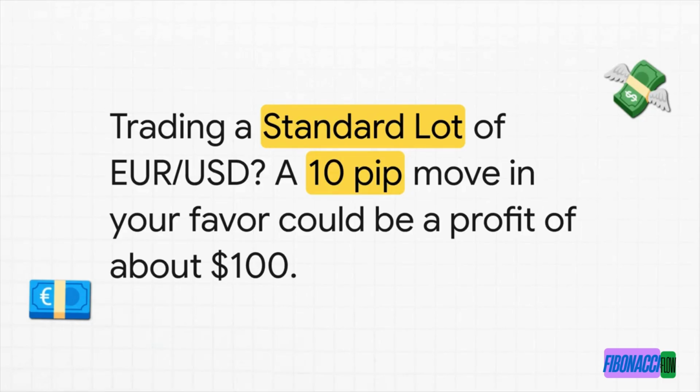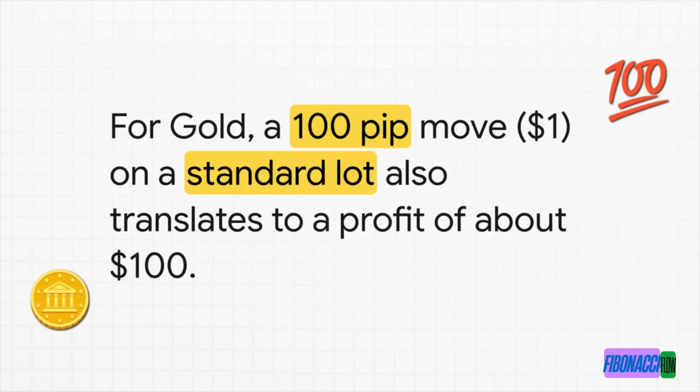Let's put some real numbers on this. Imagine you're trading a standard lot of Euro USD. If the price moves just 10 pips in your favor, bam, that's a profit of about $100. See how fast those little pips can add up when you're trading a larger size? And it's the same idea with gold. Let's say you're trading a standard lot of gold and it moves 100 pips, which, remember, is that $1 change we talked about. Well, that's also going to be about a $100 profit or loss. The principle is the same no matter what you're trading.